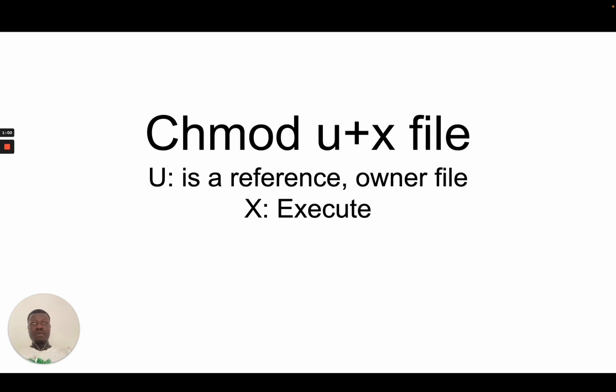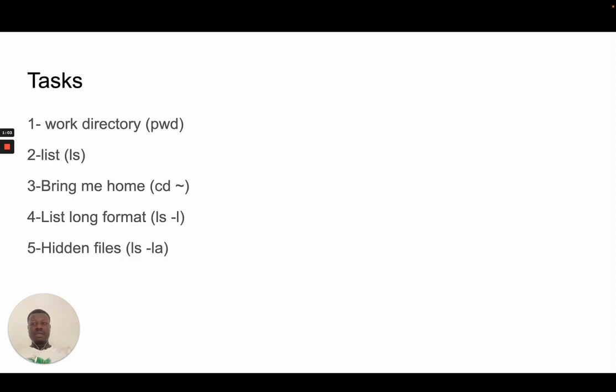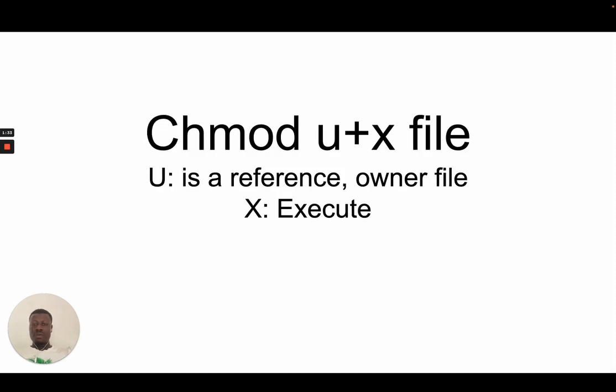What I'm going to cover basically will be the first task, which is work directory. The second one is listing, and then the third is bring me home. The fourth one is list long format, and then hidden files. Basically almost all of the questions follow the same procedure. So what you are going to do for the remainder of the task is just find the right command that you will use, but basically the process is the same. So let me go first.